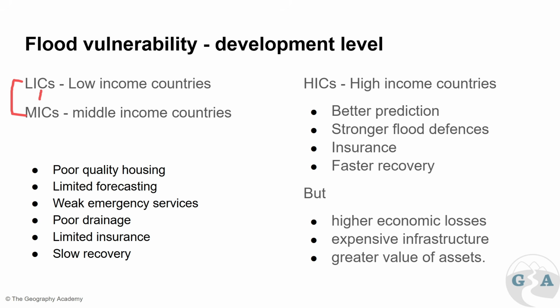A lot of countries are transitioning from LICs to MICs all the time, and MICs are made up of lots of different categories. You can actually subdivide MICs into upper and lower MICs too. It's quite a big difference. Now, if you're an LIC or an MIC, there's more chance that you have poorer quality housing, limited forecasting, weak emergency services, poor drainage, limited insurance, and slower recovery. This means that your vulnerability is higher.